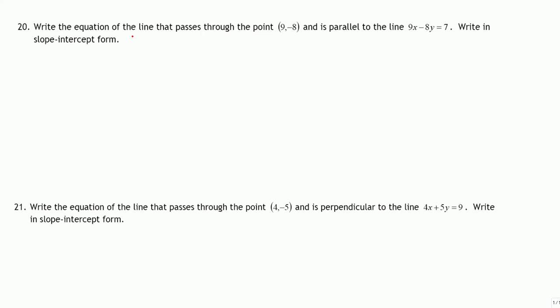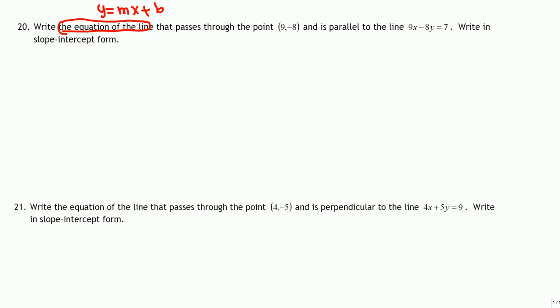Write the equation of the line that passes through the point (9, -8) and parallel to the line 9x minus 8y equals 7. Write in slope-intercept form. In any case, the equation of a line is always y equals mx plus b.